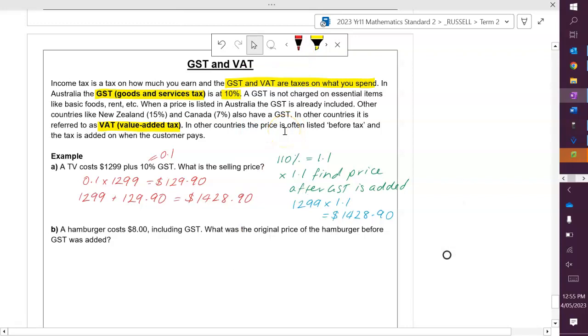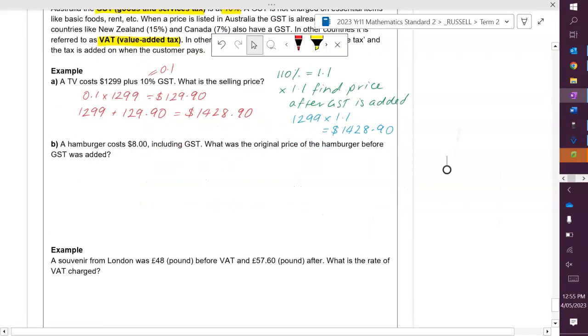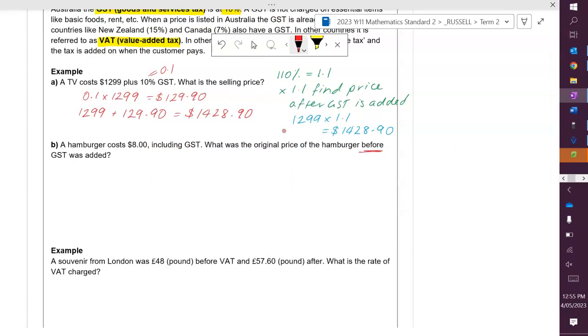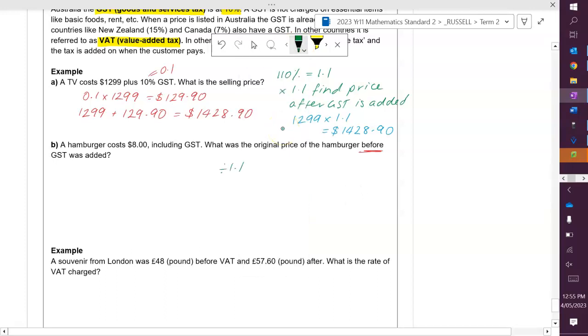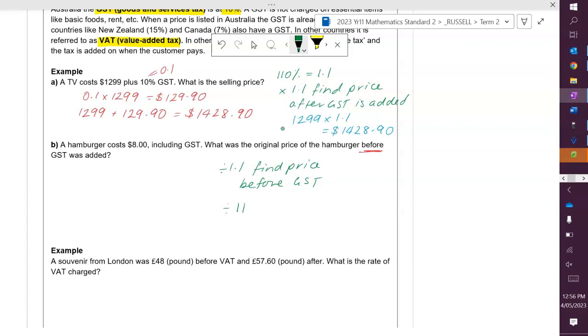Okay, so next one, a hamburger costs $8 including GST. What is the original price of the hamburger before GST was added? Again, if we're finding the price after GST, we multiply by 1.1. If we want to find the price before GST, we're actually going to divide by 1.1. Or to find the actual GST on an item, we would divide by 11. So that is finding the actual GST.